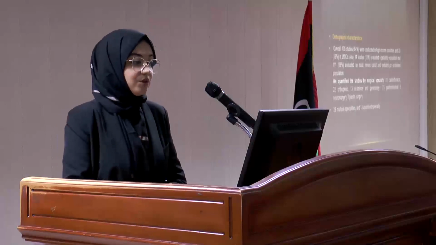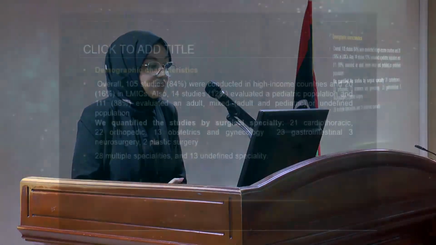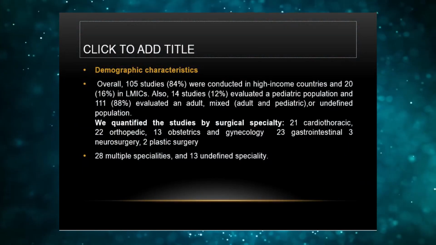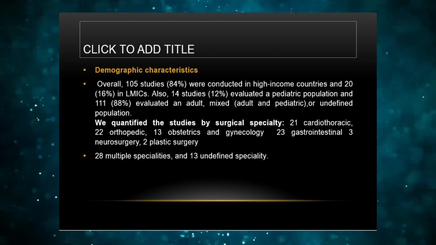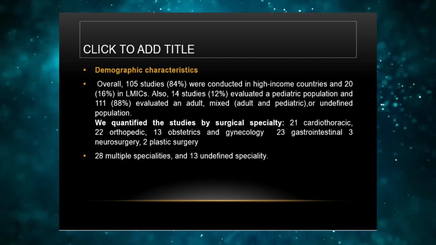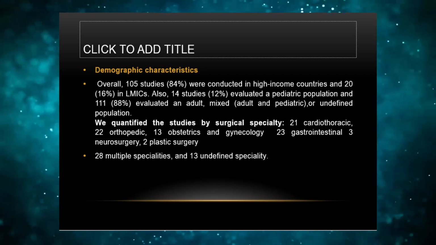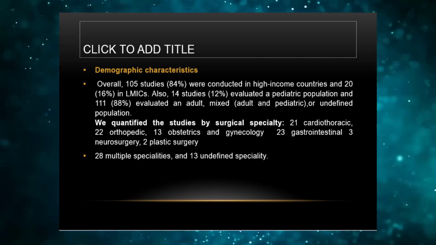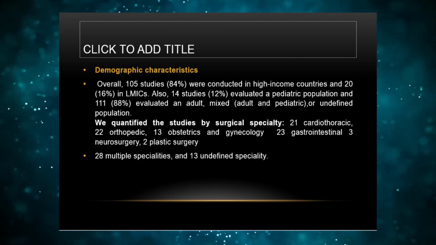Demographic characteristics: overall, of 105 studies, 84% were conducted in high-income countries and 60% in low- and middle-income countries. Also, 40 studies, 12%, evaluated pediatric populations, and 88% evaluated adult, mixed adult and pediatric, or undefined populations. Quantified by surgical specialty, there were 21 cardiothoracic, 22 orthopedic, 13 obstetric and gynecologic, 23 gastrointestinal, 3 neurosurgery, 2 plastic surgery, 28 multiple specialties, and 13 undefined specialties.